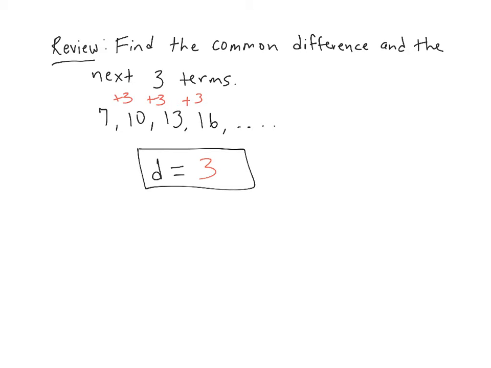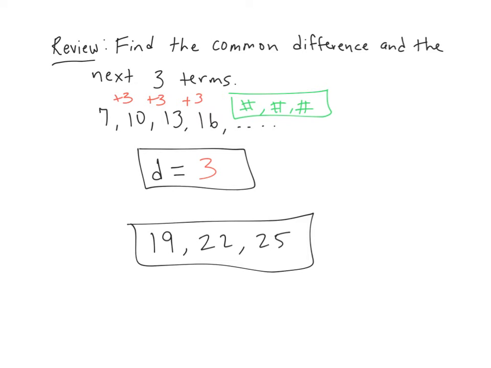Now that we have the common difference, I want to be able to find the next three numbers, or the next three terms in the sequence or the pattern. So go ahead and find those next three terms in the pattern and enter your answer when you're ready. All right, so 16 plus 3 would be 19, 19 plus 3 would be 22, and 22 plus 3 would make 25.